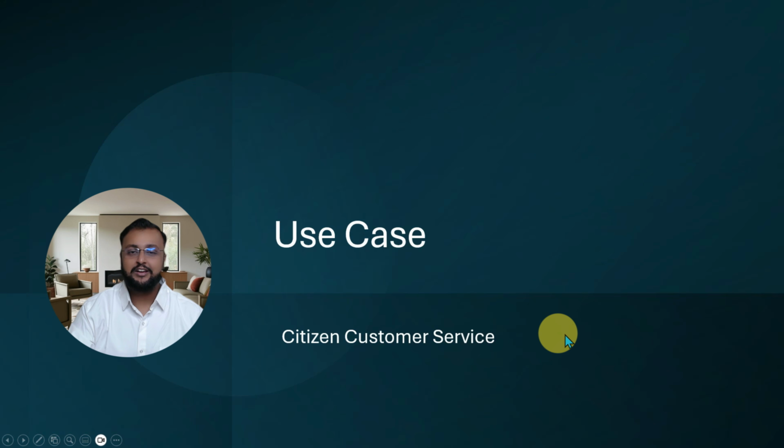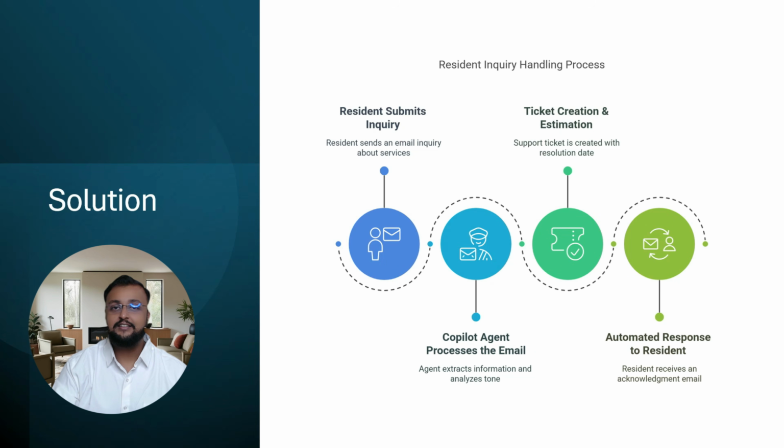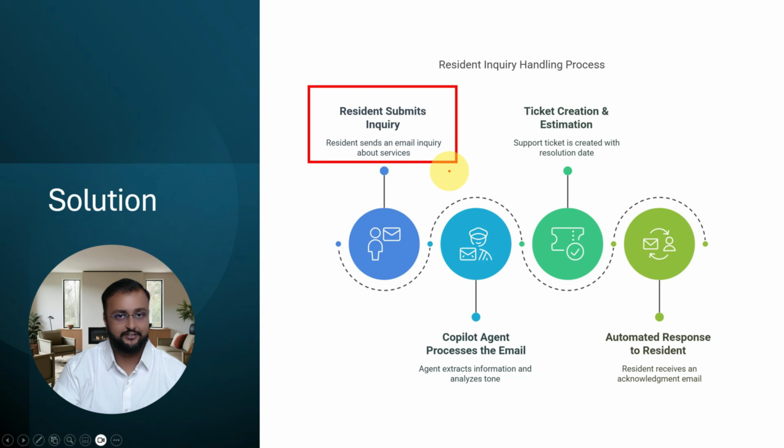In this episode, I'm going to take one use case for citizen customer service. The idea behind the scene is that the local government is receiving lots of complaints via email as inquiries for different services. Sometimes people are facing different issues related to housing or garbage or any kind of electricity problem. They are basically emailing the government at a specified email address.